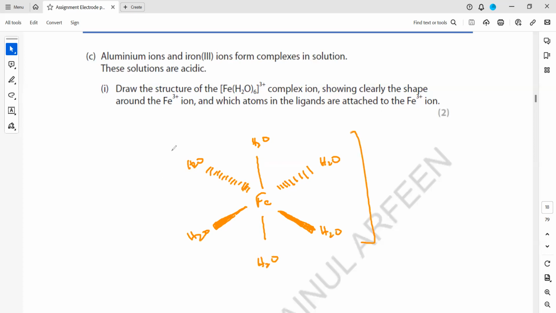And the charge, because water is a neutral ligand, so the charge will be 3 plus on the complex. So it's important that you draw these wedges and dots to show how the geometry of this complex appears to be.